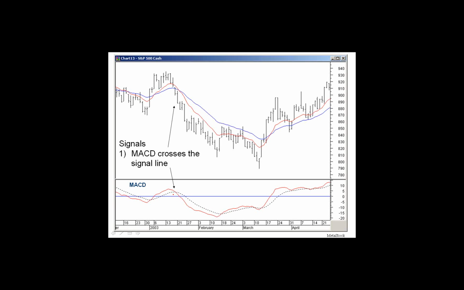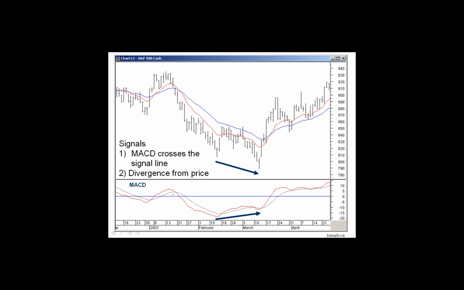Now, you can get whipsawed doing that, as I think you can kind of eyeball here. That's not the best signal to necessarily take. Usually when you run a system test like that, it doesn't work out too well in the long run. You get whipsawed a lot. But the second type of approach is what we're going to look at, and that is the divergences.